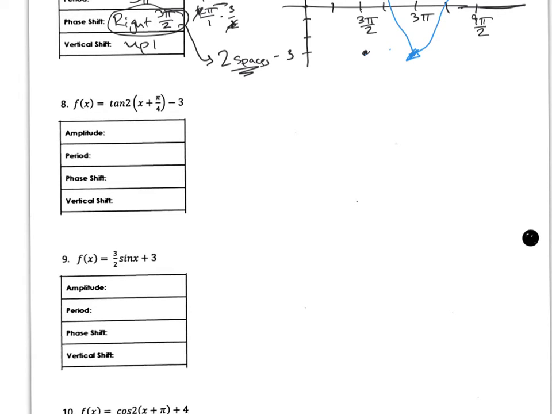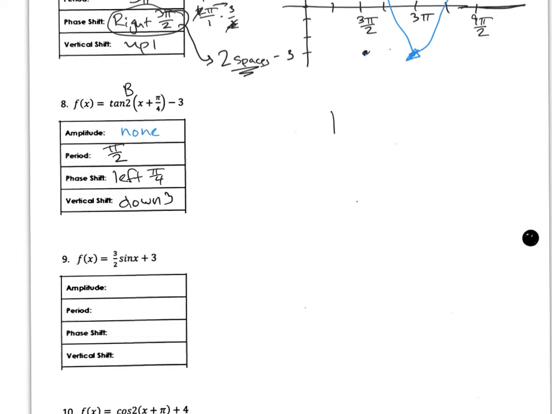All right, so how do we move tangent? Amplitude, of course, there isn't one. Period is pi over b. This is your b right here. So it's pi over 2. Phase shift, left, pi over 4. And, of course, we're going down 3.